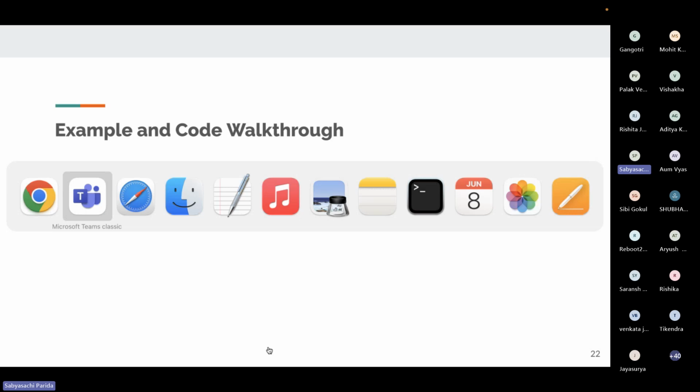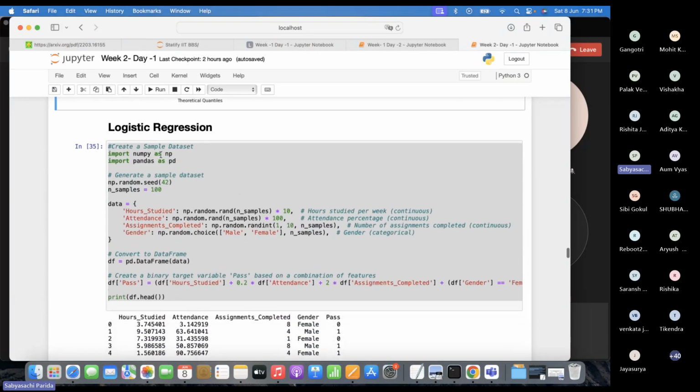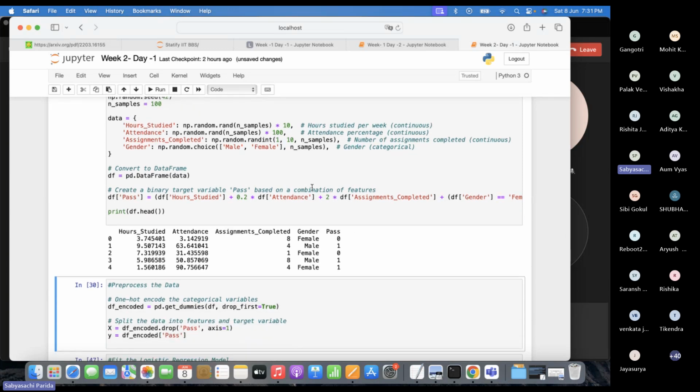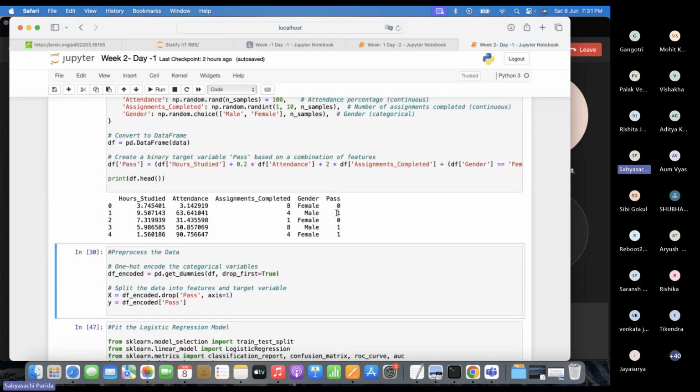Let's see an example of how we can do the same in Python. In that case, my target was a continuous variable. Over here, my target is a categorical variable. So here I have made another data set with the number of hours studied, the attendance of a particular student, the number of assignments completed, and gender. In that case, it was the exam score, and over here it is pass, whether the particular student is passing or failing. Okay, my target is this.